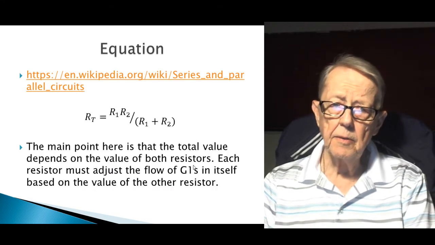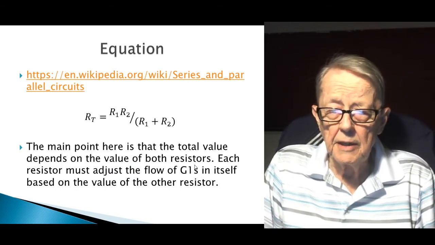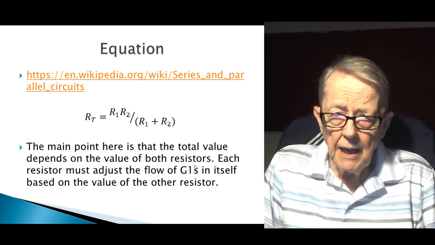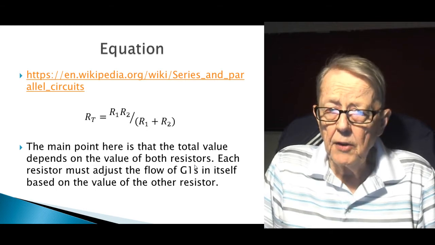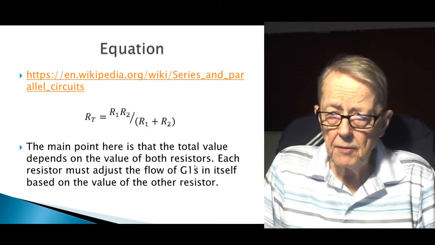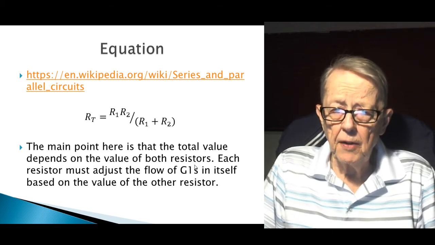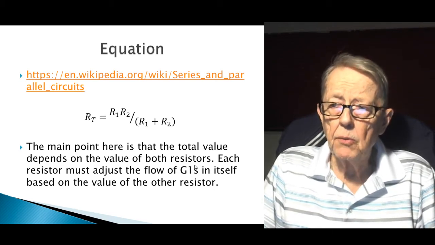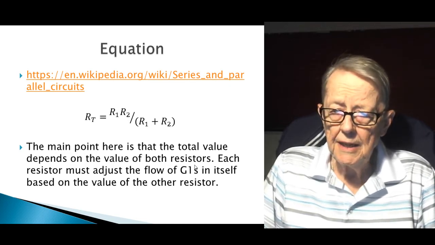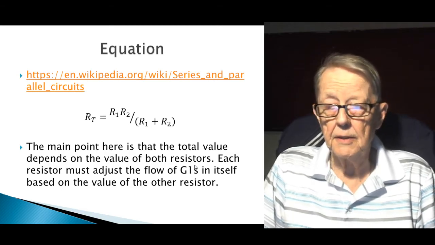Okay, now you can look this up and you can derive this equation or read it. It's not complicated. Not my intention to go through all that. And so the value of that parallel resistor is R1 R2 over the sum of R1 R2. But the main point here is that the total value depends on both resistors. Each resistor must adjust the flow of G1s in itself based on the value of the other resistor.